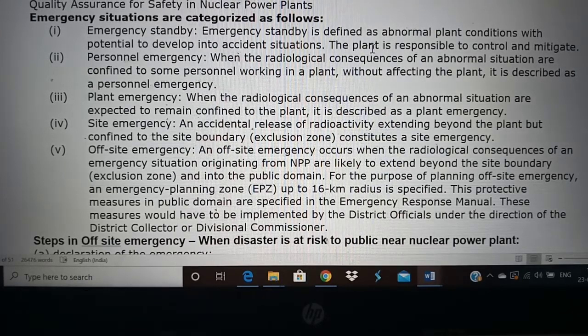Even now, due to coronavirus, the district collector is the one who is in charge of the Vellore district, and as per the organizational structure which we studied in the first class of disaster management, the district collector is in charge of the district. So whichever district the nuclear power plant is located in, the district collector will ensure that all the people are safe.